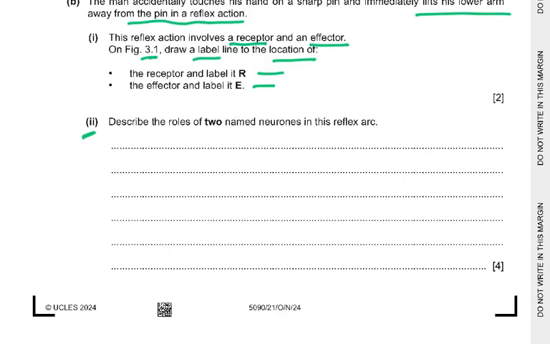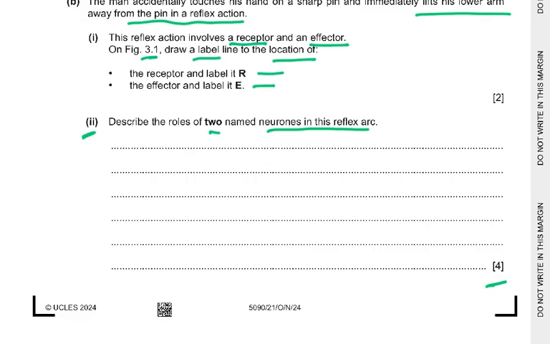Then coming to part 2 of the question, describe the roles of two named neurons in this reflex arc. In a reflex arc, there are three neurons which we talk about: sensory neuron, relay neuron, and motor neuron. So for 4 marks, you just give me all the points about these three neurons. The sensory neuron is stimulated by the receptor and carries impulses to the spinal cord, or you could say the central nervous system. Then the relay neuron carries impulses from the sensory neuron to the motor neuron.